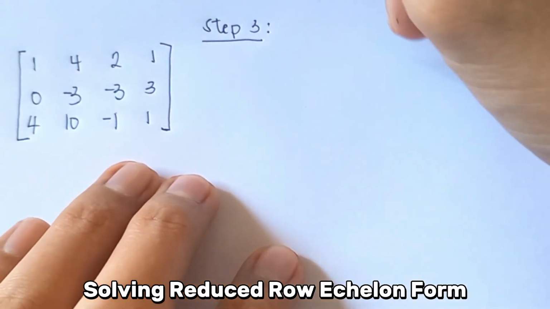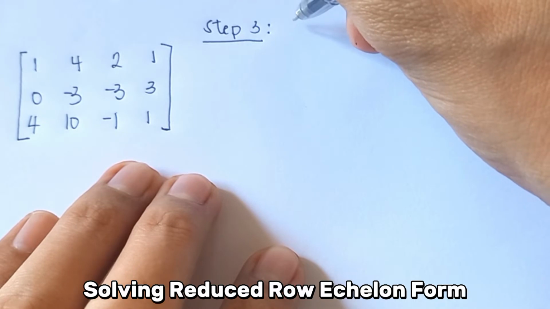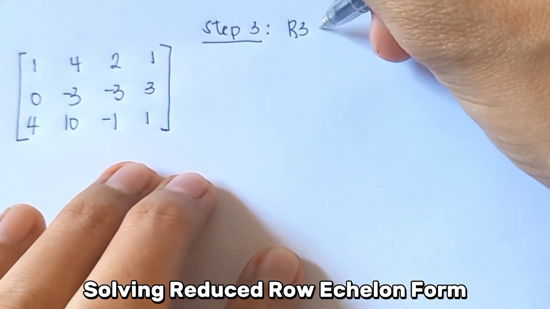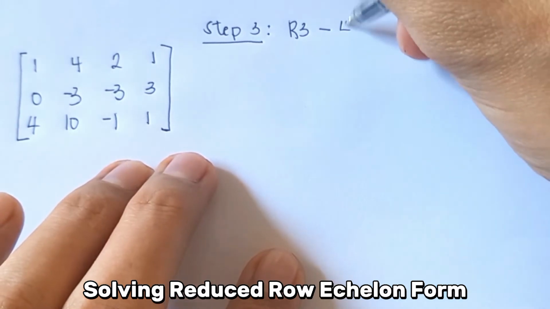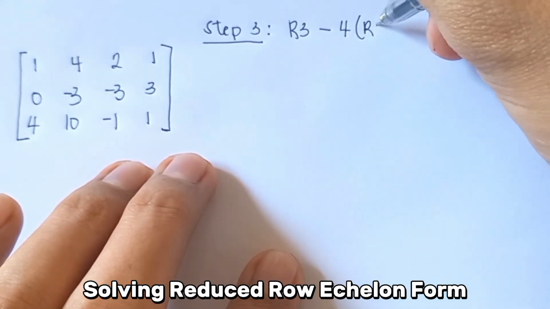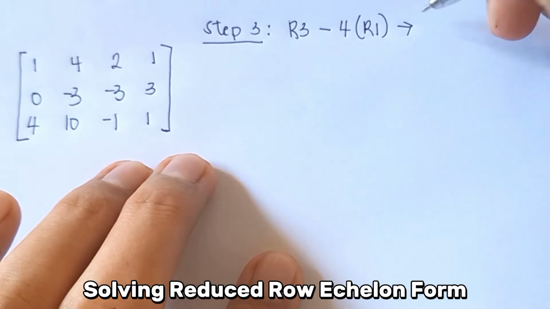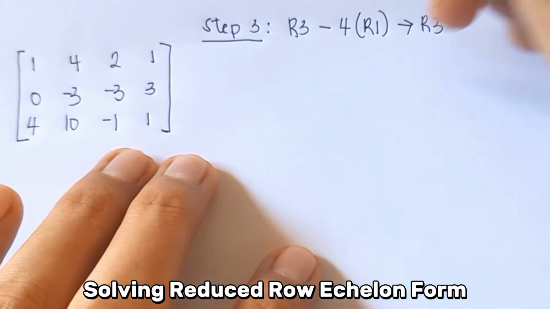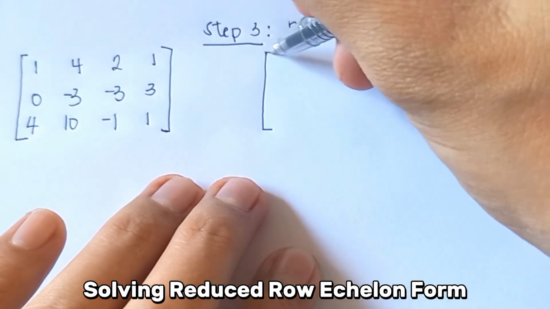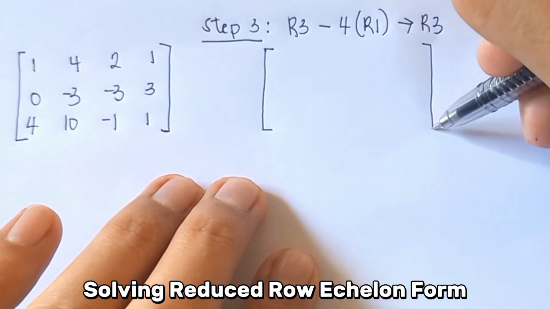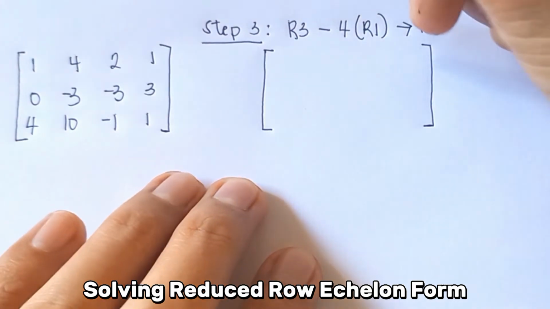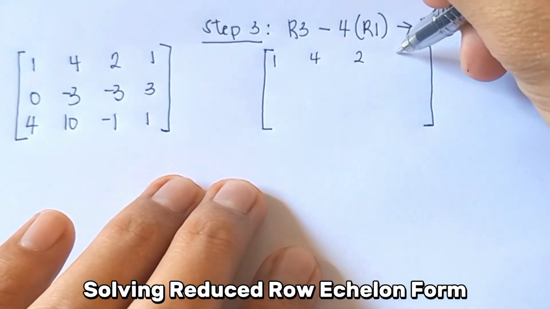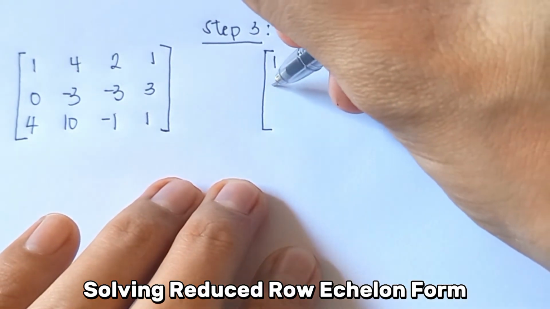So step 3, we're going to make this one become 0. So we are going to do row 3 minus 4 times row 1. This will give our new row 3. So we will now copy row 1 and also row 2.